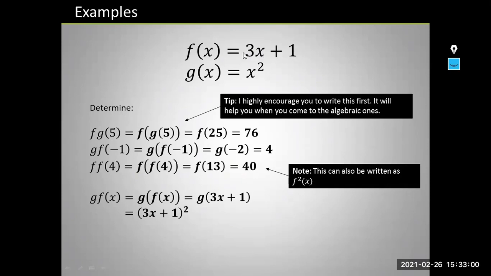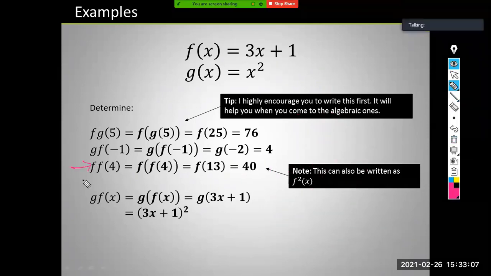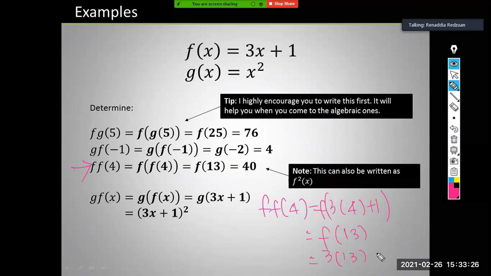And then you apply function f one more time. Okay, so for this question, you get 3 times 4 plus 1. Then you need to apply function f one more time. So 3 times x, now the x is 13, plus 1. Okay, so the answer is 40.